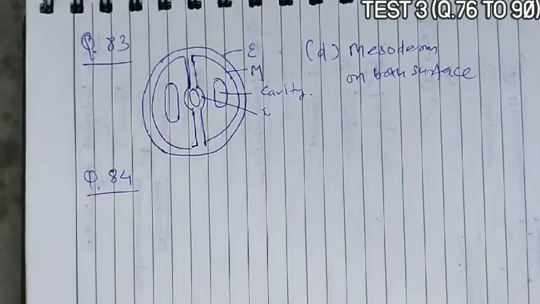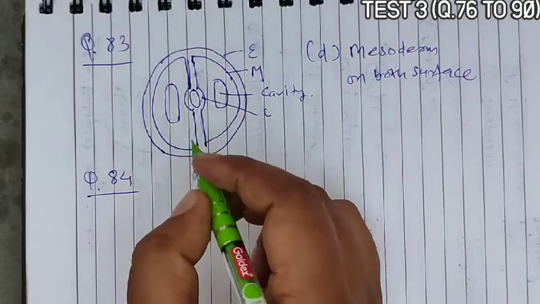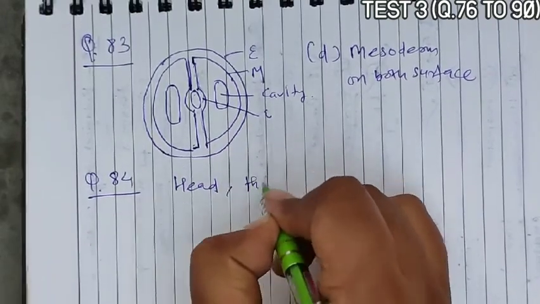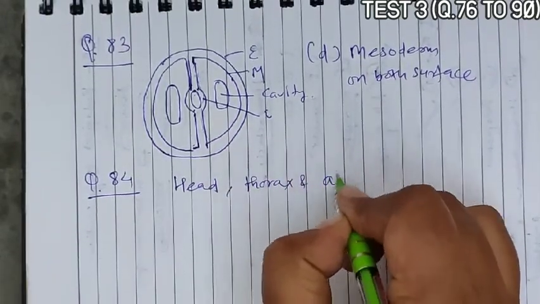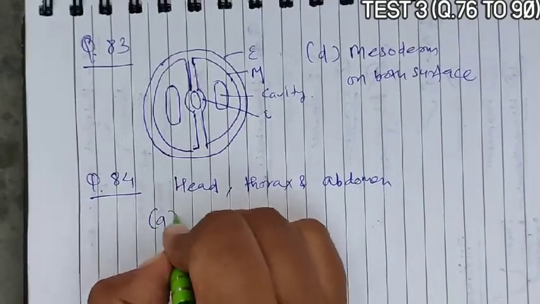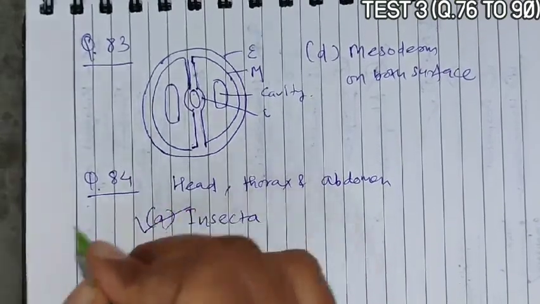Question 84. It asks that in arthropods, head and thorax are often fused to form a cephalothorax, but in which one of the following classes is the body divided into head, thorax and abdomen? You know that a division of body into head, thorax and abdomen occurs in option A, that is Insecta. So A is the correct answer.